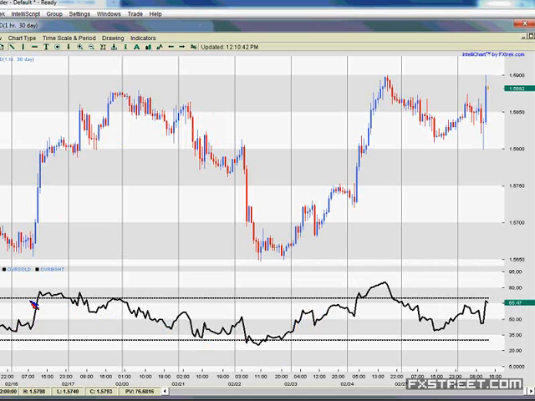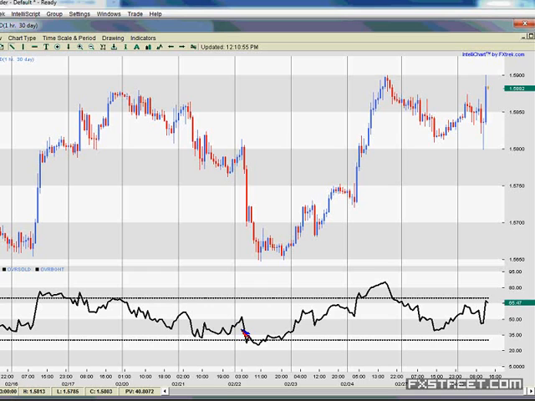Every rookie trader says, ooh, RSI above 70, I'm going to be a seller. Ooh, RSI below 30, I'm going to be a buyer. Stupidest trade ever. Because remember, if it's below 30, you can go to 20, you can go to 15, you can go to 8.